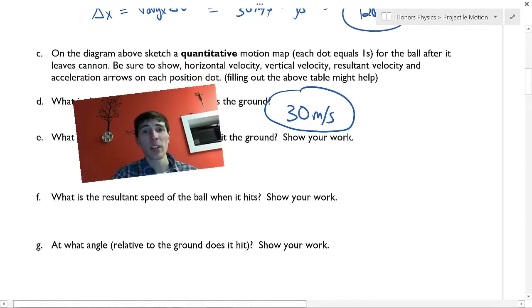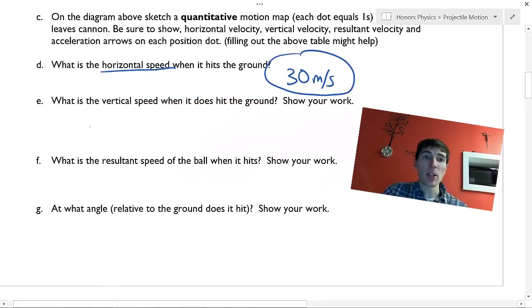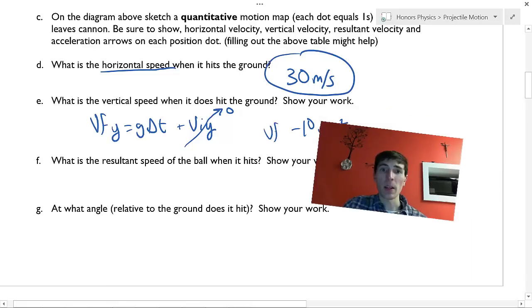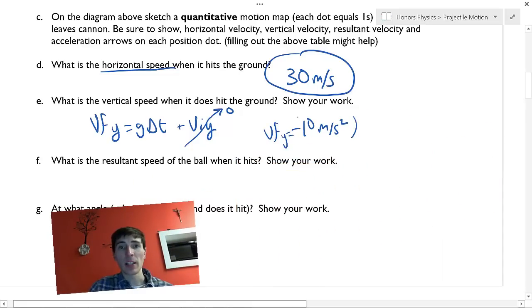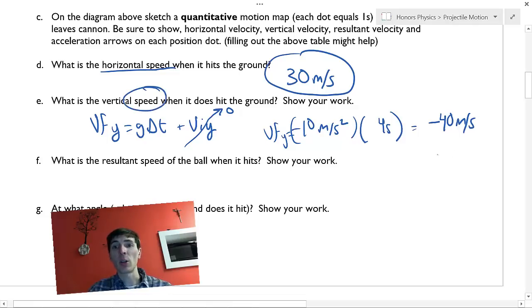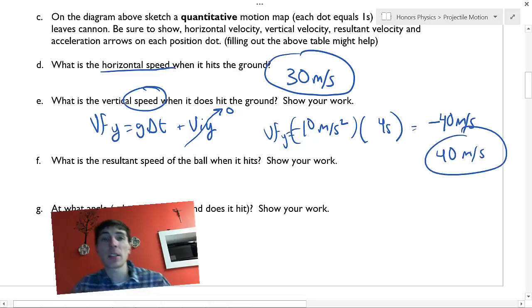But if you wanted to do it a little bit differently, we could use our equation that the final velocity y is equal to g delta t plus initial velocity y. That last term goes away because there's no initial velocity, it started from rest. So Vfy is equal to negative 10 meters per second squared times my delta t, which was 4 seconds when it hit the ground, and so we get negative 40 meters per second. And the question does ask for speed, so it's really just the 40. Speed is a scalar, it doesn't have a direction.